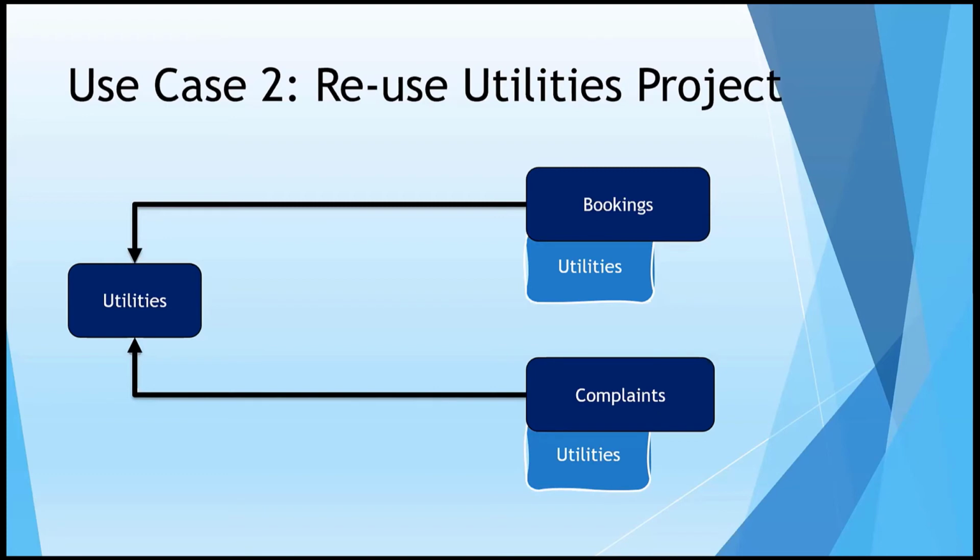And it means that if in the future, maybe I find a bug in my date list function, or I find a more efficient way of doing a tally table, I make that change here. And that change will then propagate out to bookings, and it'll propagate out to complaints and out to any other database or any other project that has referenced this little utilities project. So it's a much more elegant way of managing this reusable code than copy paste.